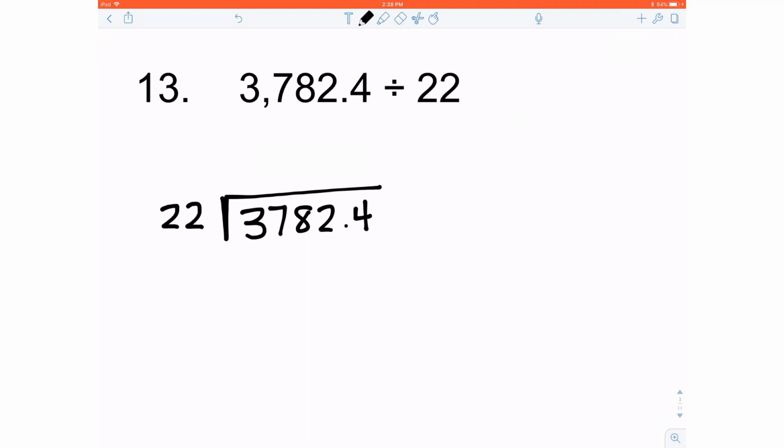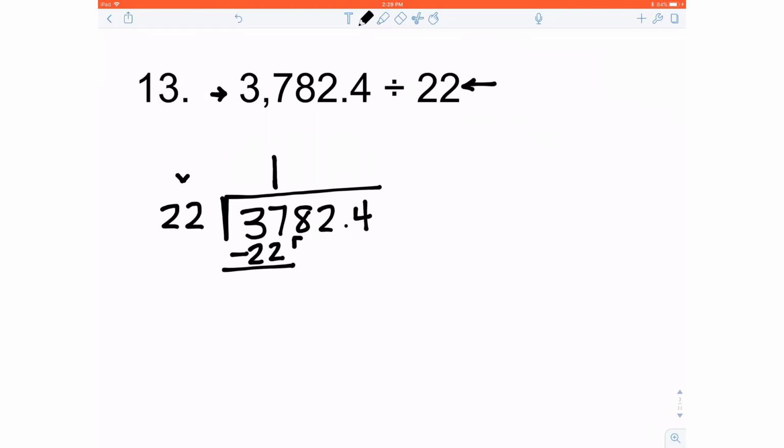All right, so 22 goes into 37 one time, okay? Oh, 1. Okay, sorry about that. I don't know what happened. 37 minus 22. So just to make sure we understand, this number right here goes inside. This number right here goes on the outside. When we divide, we ask ourselves, how many times can this number on the outside go into this number here on the inside? And we go one by one.